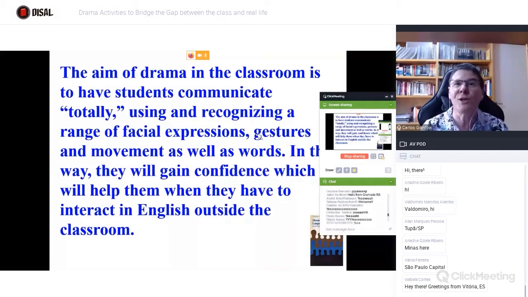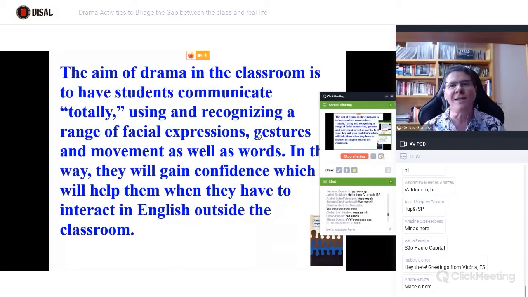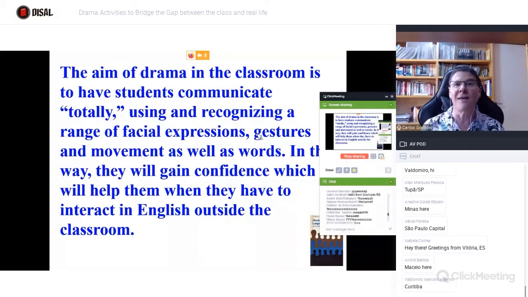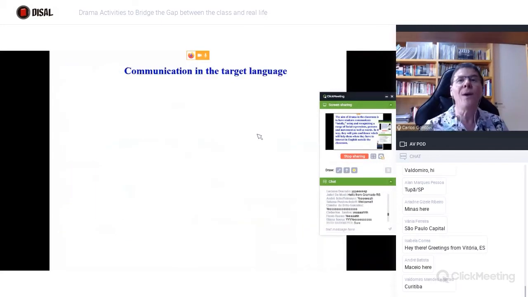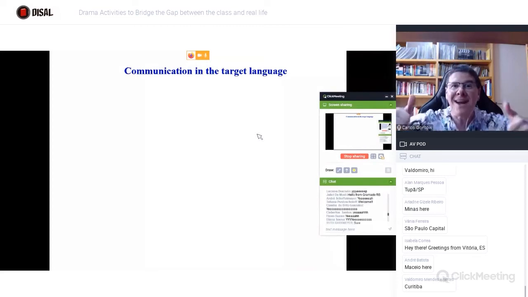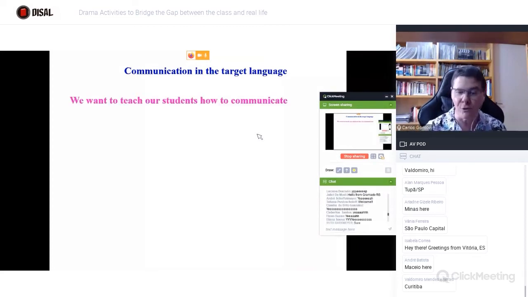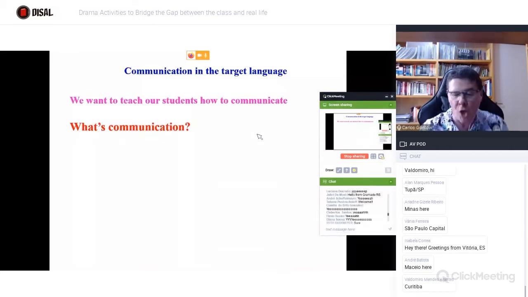So according to Susan Holden, the aim of drama in the classroom is to have students communicate totally, using and recognizing a range of facial expressions, gestures, and movements, as well as words. This way, they will gain confidence, which will help them when they have to interact in English outside the classroom, right? We want to teach our students to communicate, right? What is communication in the target language? We want to teach our students to talk.